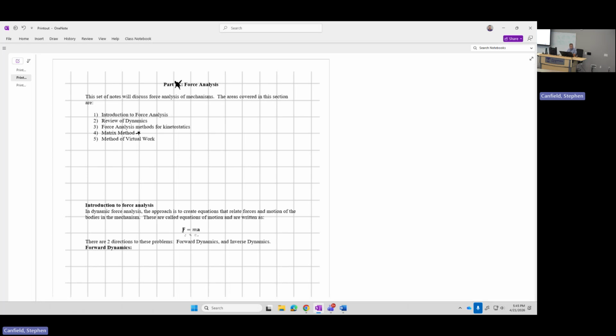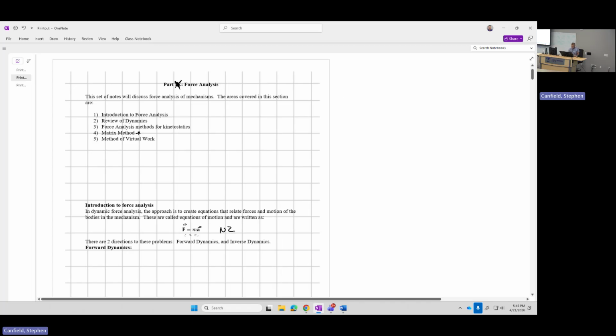Where F is the sum of external forces acting on the body, m is the mass, and a is the acceleration of the center of mass with respect to an inertially fixed frame. So this is our governing equation. I've used bold here to indicate that these are vectors. We call this Newton's second law.